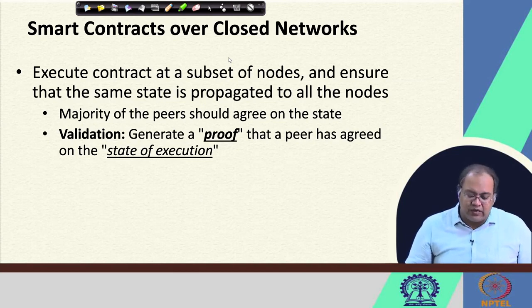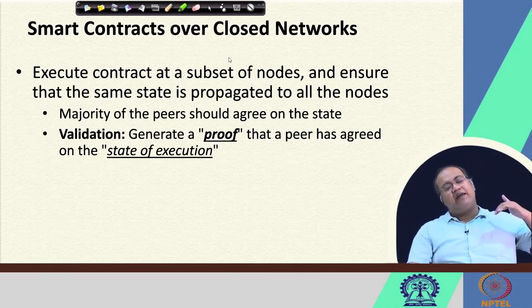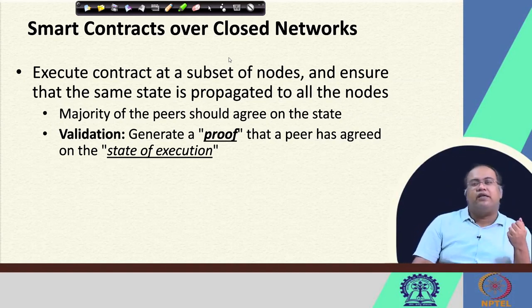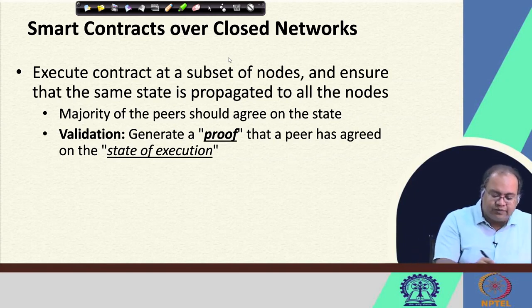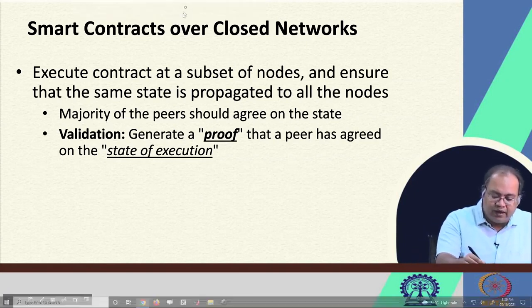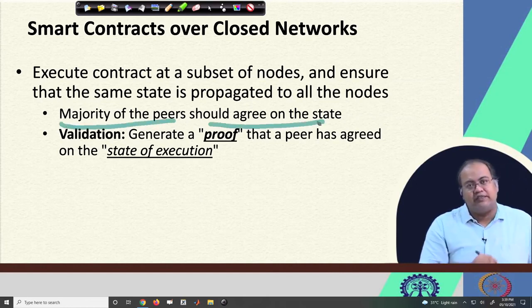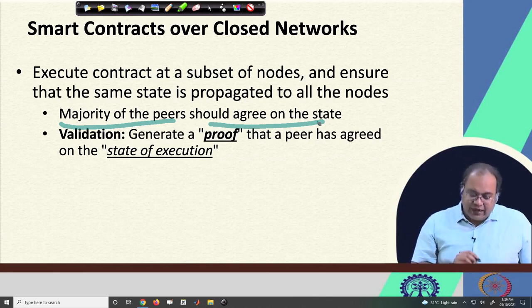And that way, this particular smart contract I can execute on top of a subset of nodes, and I can ensure that the state generated after executing the contract on my local machine is propagated to all other nodes. So, we can reach consensus on this state. That is my requirement: the majority of the peers should agree on that state.